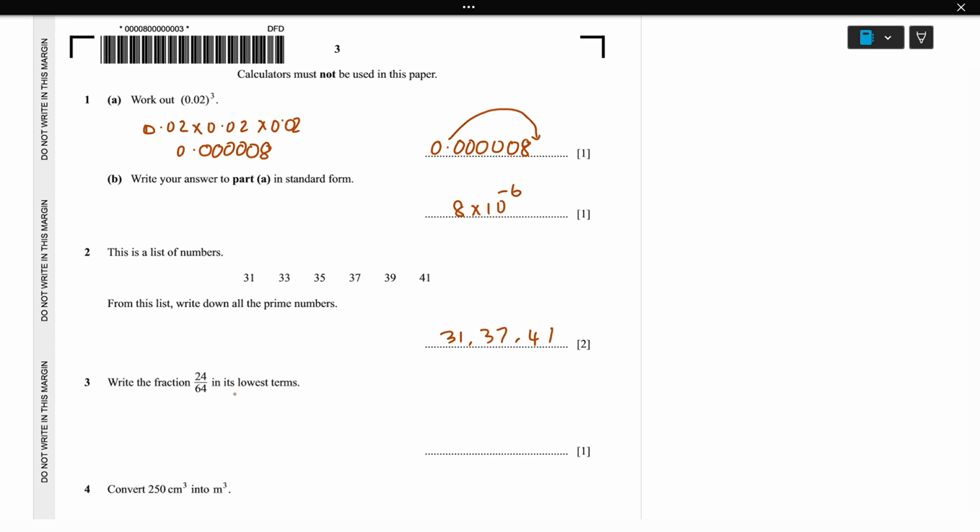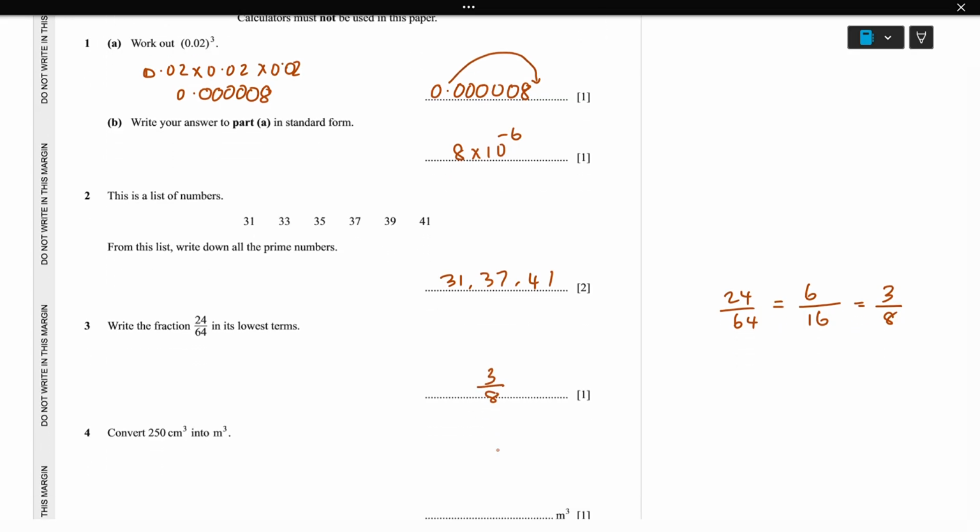Next, write the fraction 24 over 64 in the lowest terms. So 24 over 64, I will go for the 4 times table. 6 times 4 is 24, so 6 over 16. It is still possible with the 2 times table, 3 over 8. No more simplification, so 3 over 8 is the answer here.